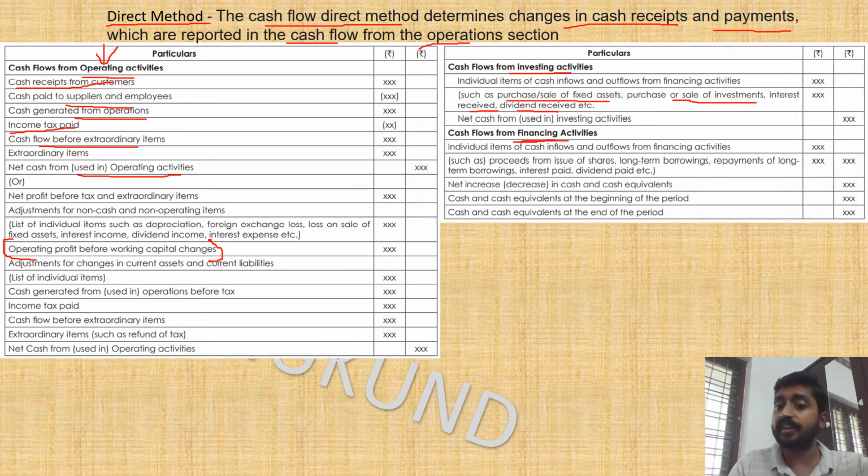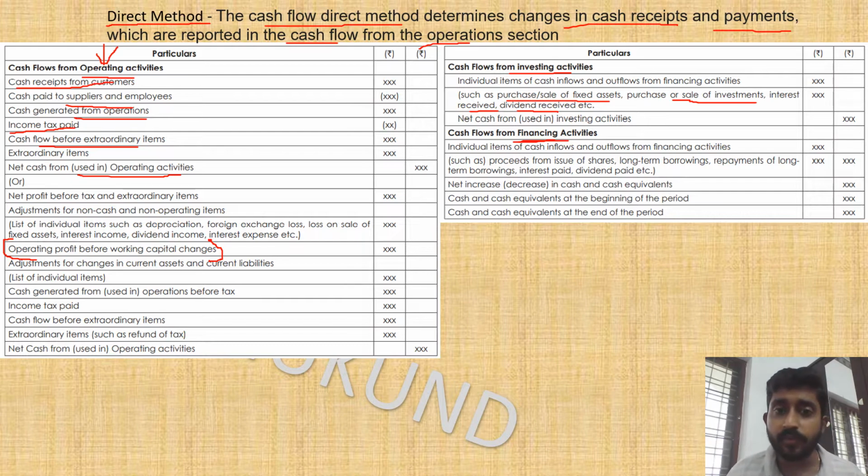Okay, so direct method will have direct cash coming from customers, and direct payments to the suppliers and employees. So these are all direct methodology. That's why we are calling it the direct method. In the indirect method, it is different. I will explain that in the next video.